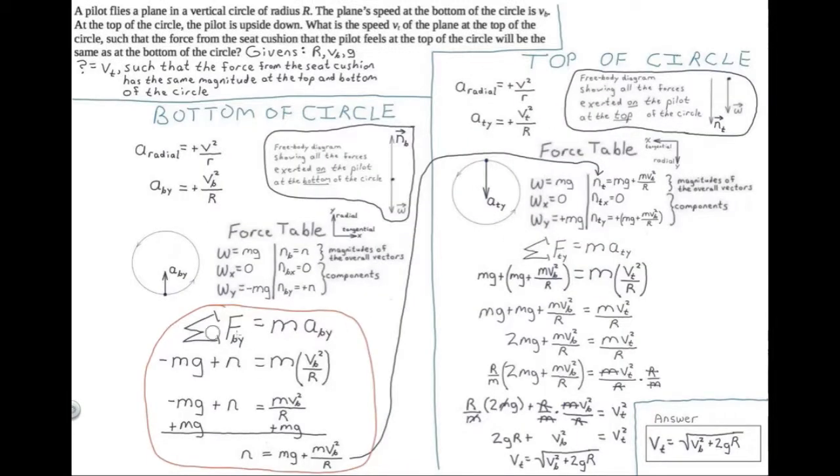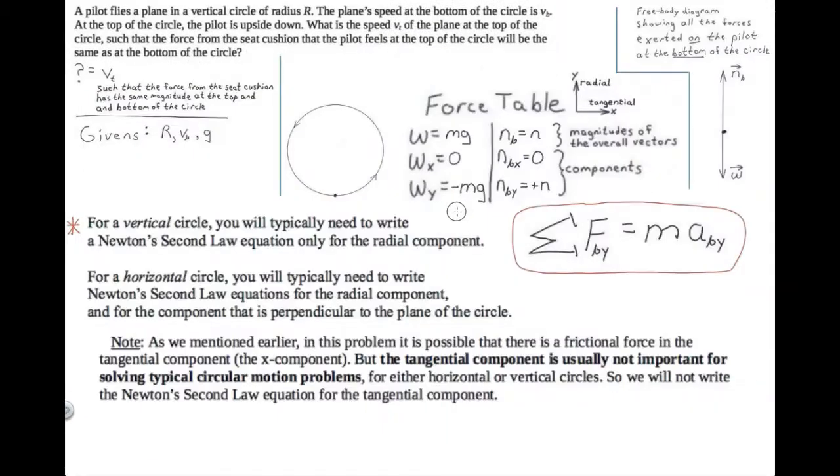Now we work with the Newton's second law equation for the pilot situation at the bottom of the circle. Our force table includes forces only in the y component, which is the radial component. All the forces are 0 in the x component, which is the tangential component. So, for this problem, we only need to write the Newton's second law equation for the y component. For this problem, we don't need to write down the Newton's second law equation for the x component.